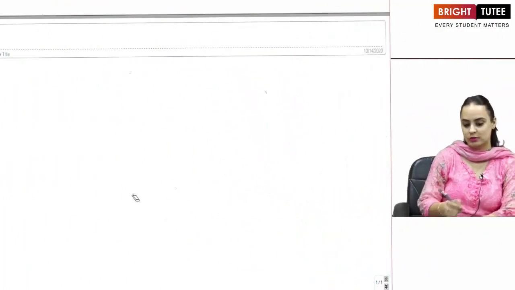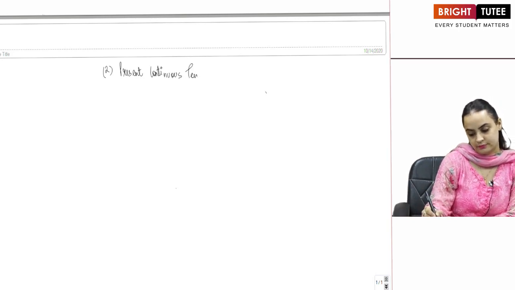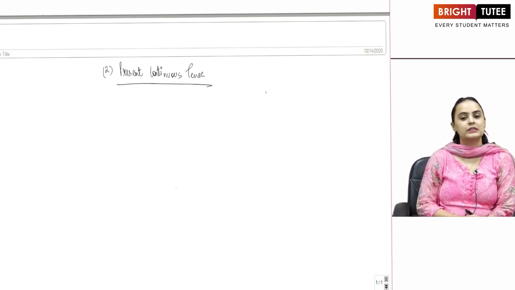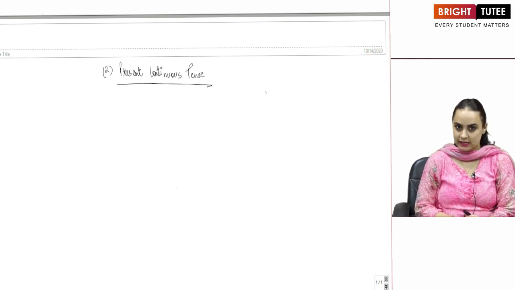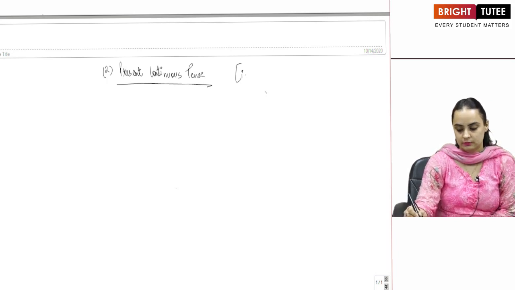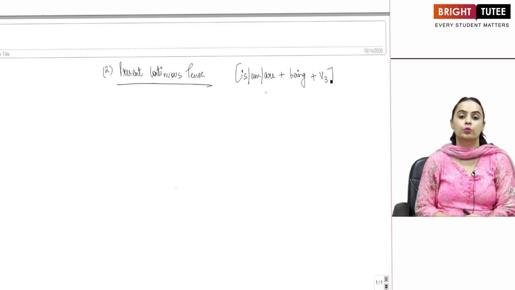So the second rule is present continuous tense. If the sentence in active voice is written in present continuous tense, what is the rule to change it to a passive sentence? Is, am, are, plus being, plus the third form of the verb.